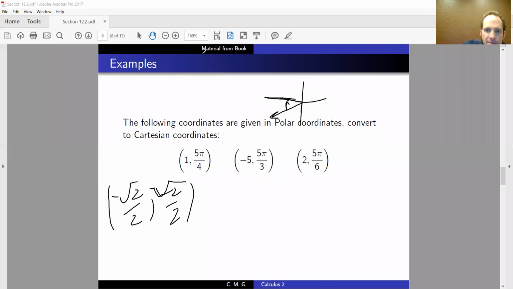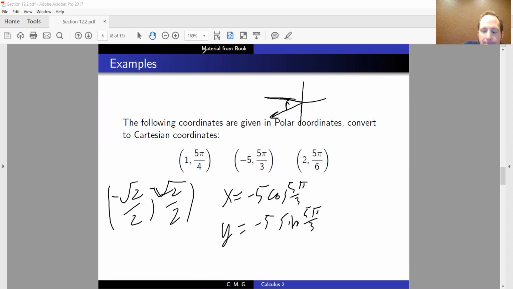You can do the next one as well. The radius there is negative 5. So x is negative 5 cosine of 5 pi over 3, and y is negative 5 sine of 5 pi over 3. 5 pi over 3 is in quadrant 4, all the way down there. So sine will be negative, cosine will be positive.